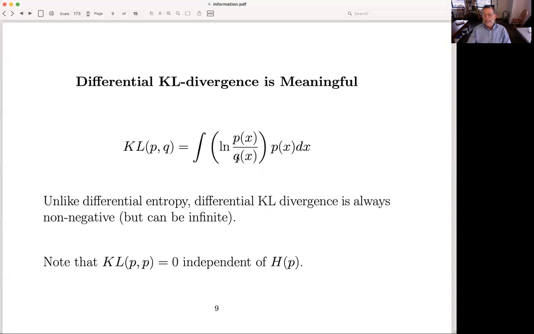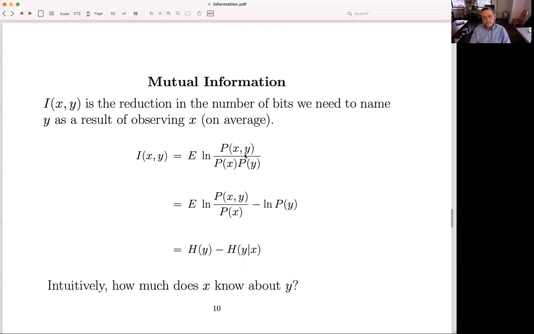So unlike differential entropy, differential KL divergence is always non-negative. It can be infinite, but it's always non-negative. For example, KL of a density to itself is always 0. This ratio is always 1 in that case.